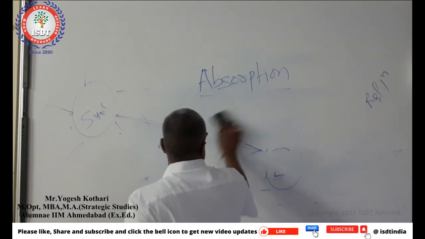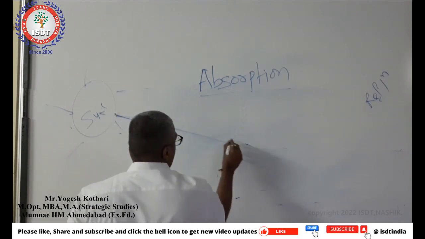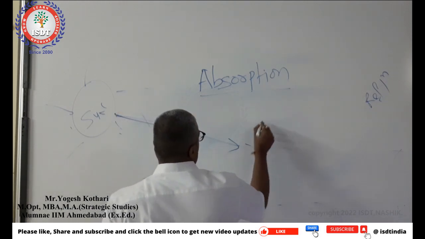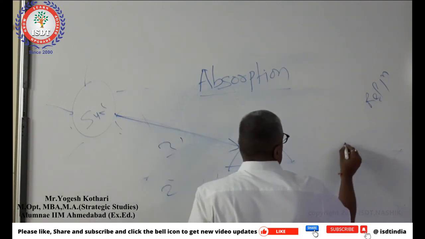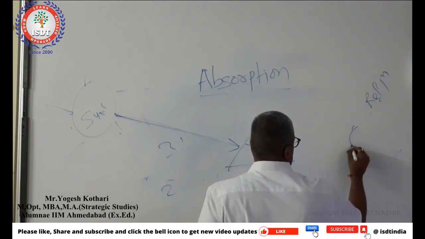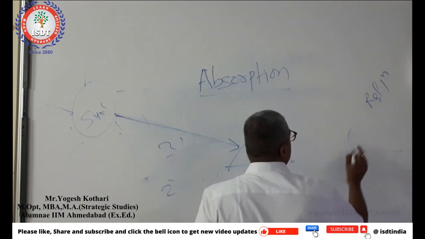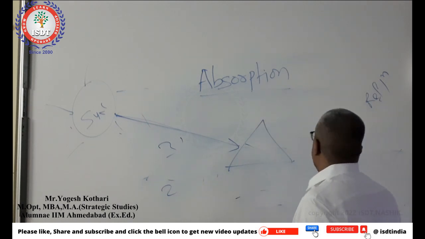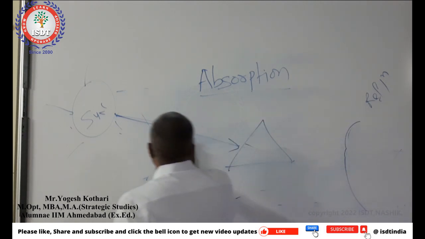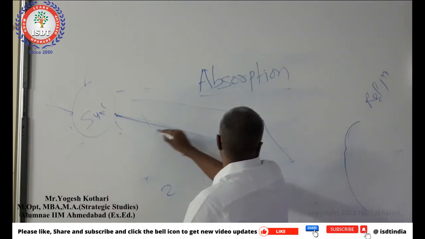That means what happens is, here is the sun, here is an object, this is a pyramid you can say, and here is your eye. You can see from wherever, that means sunlight is falling from all the sides on this area.